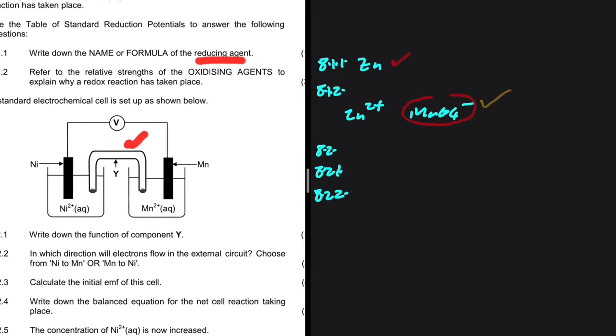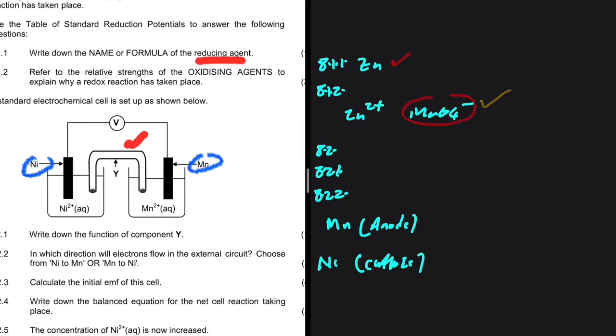8.2.2, in which direction will electrons flow in the external circuit? Choose from Ni to Mn, Mn to Ni. It means that now we need to determine whether Ni or Mn is the anode or the cathode. We have to go back to our table of reduction potentials. Mn is a stronger reducing agent. So this is where oxidation takes place, and we know that oxidation takes place at the anode. While on the other hand, Ni will be our cathode.